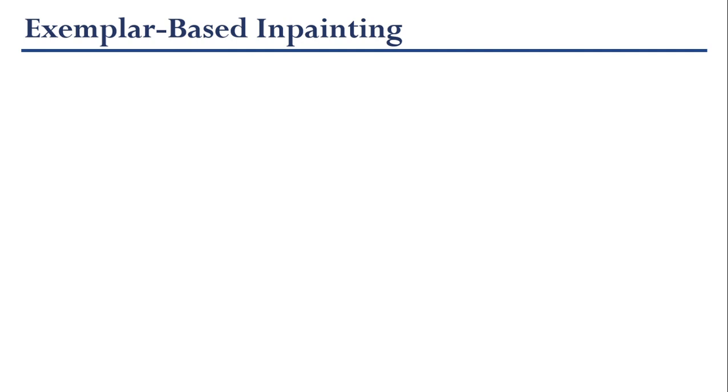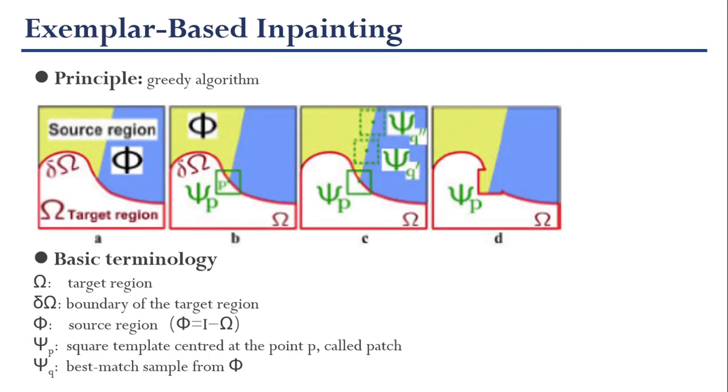Next, we will analyze the principle of the algorithm. The principle actually is a greedy algorithm, always looking for the best solution in the process. The image can be divided into two regions, the target region and the source region. Inpainting will start from the boundary of the target region, with the square template centered at the point P, which you can see in figure B. Then find the most similar patch in the source region, like the patch Q in figure C. Then fill the square template, patch P, with the chosen patch.